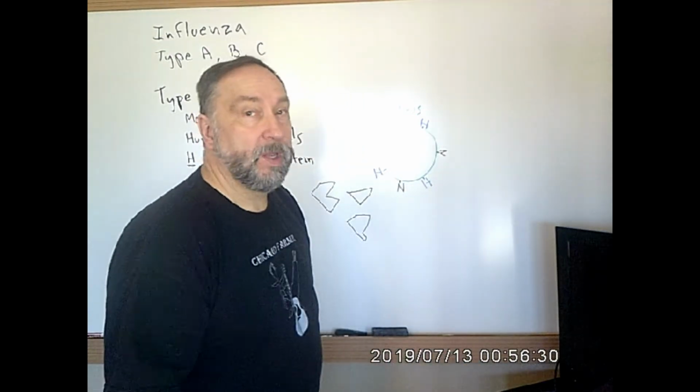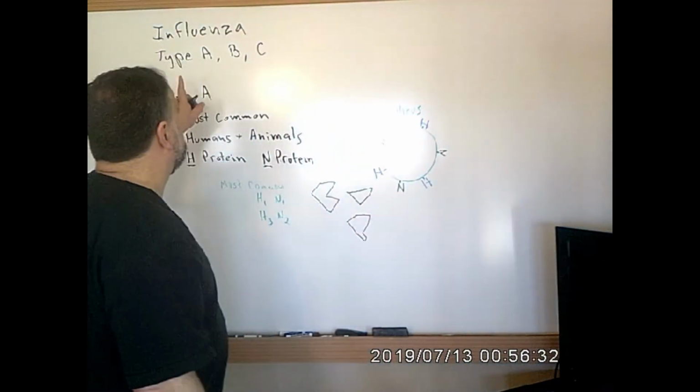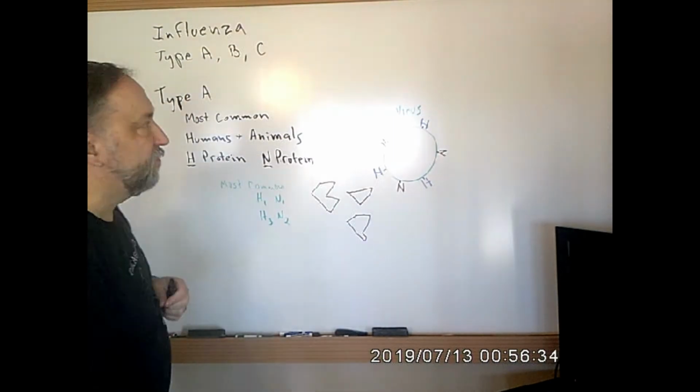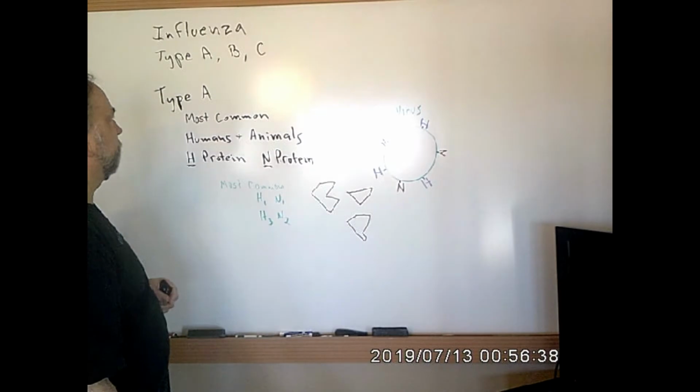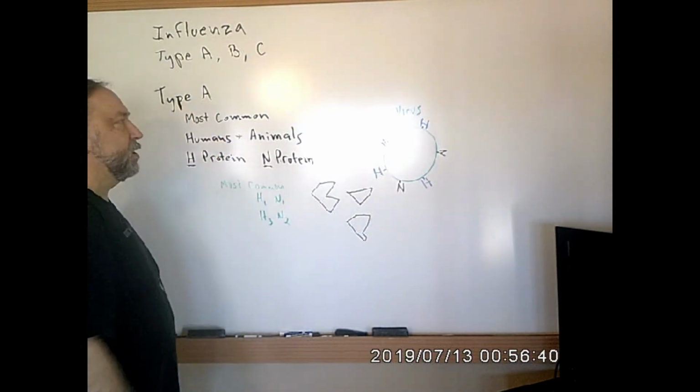So, we've got here influenza, right? The influenza virus. We got type A, type B, and type C. Type A is the one that we see the most.